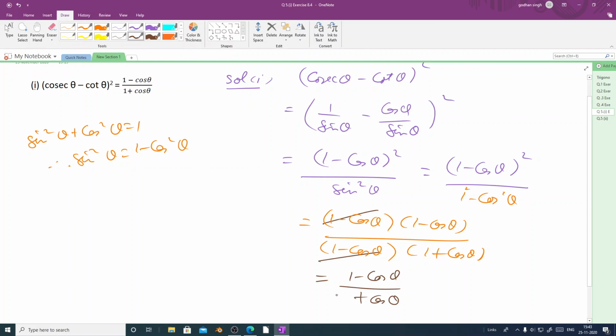So this is what we have proved. So what we have got as the final conclusion is that cosec theta minus cot theta whole square is same as 1 minus cos theta over 1 plus cos theta, hence proved. So this is the proof of question number 5, first part. Next we'll do question number 5, second part.